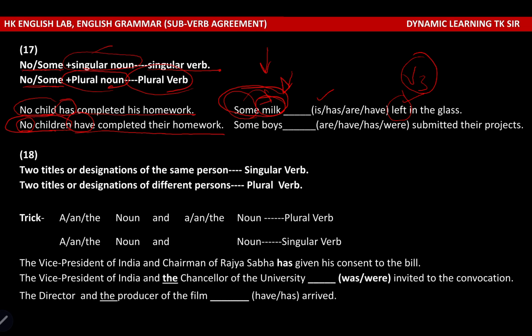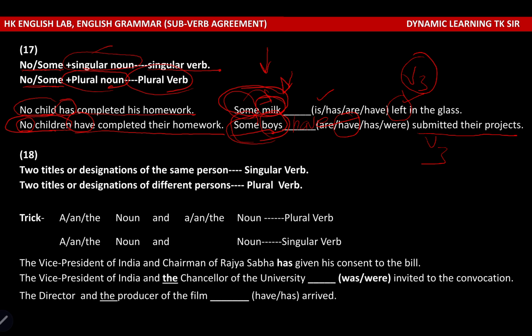And passive form, in the present simple, what is the passive form? Is, am, are plus V3. That's why some milk is left in the class. Then second sentence, after some, here is a plural noun, so together they become plural, and submitted their project. Look at your some boys, it will be active because some boys can perform the action, so that will be under active form. And for active form, it is your V3, then you have to use have, and your right answer will be have. Got it everyone?